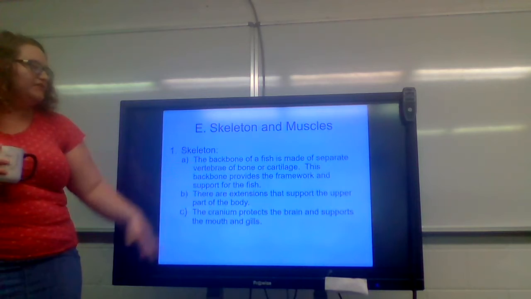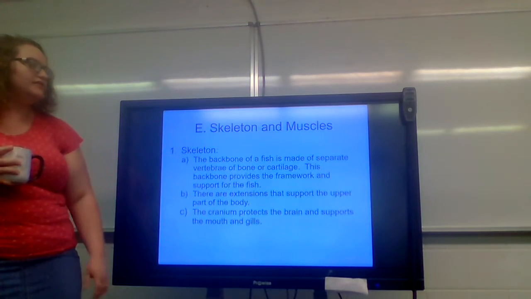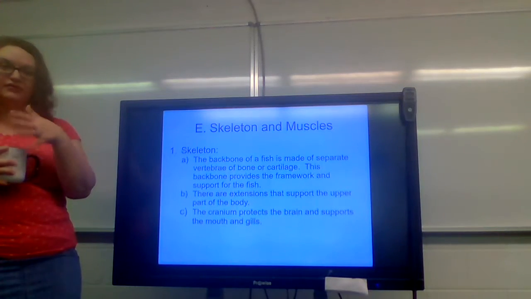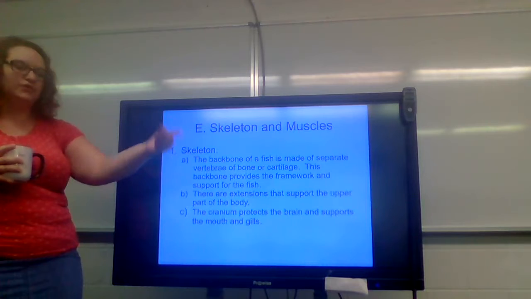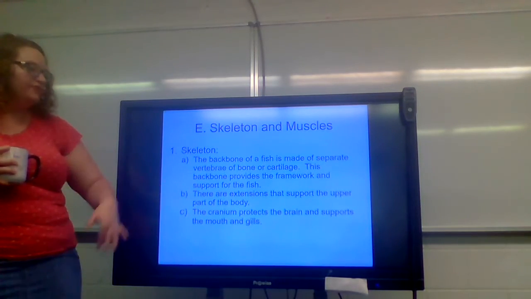So the backbone of the fish is made of separate vertebra, of bone or cartilage. Now, if you're dealing with a cartilaginous fish, the backbone is going to be made of cartilage. If you're dealing with a bony fish, it's going to be made of bone. This backbone provides the framework and the support for the fish.